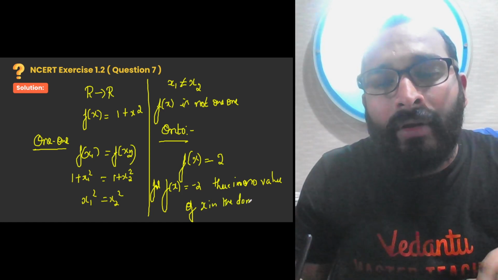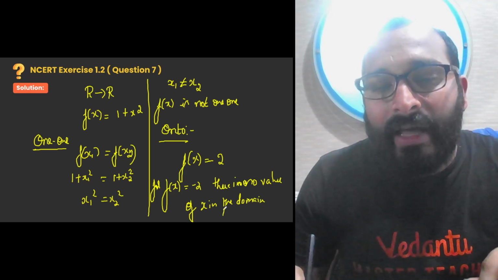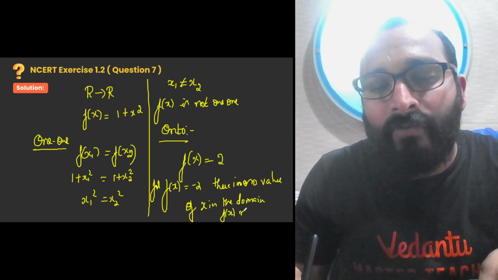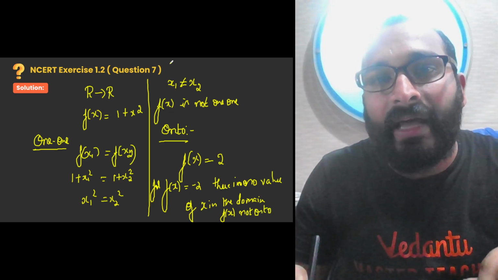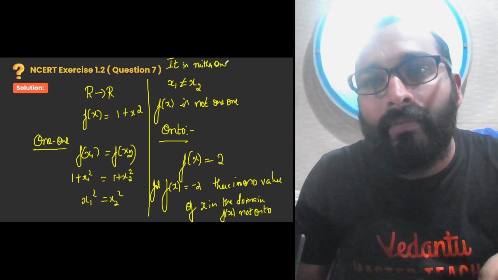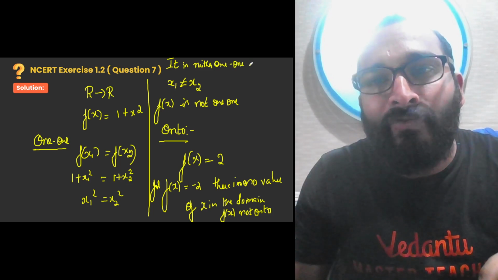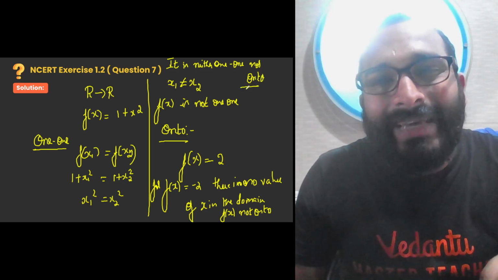True, no? Yes. In that case, we write that f of x is not onto. So we can write it is neither 1-1 nor onto function, right, children? Neither 1-1 nor onto. So easy and simple question.